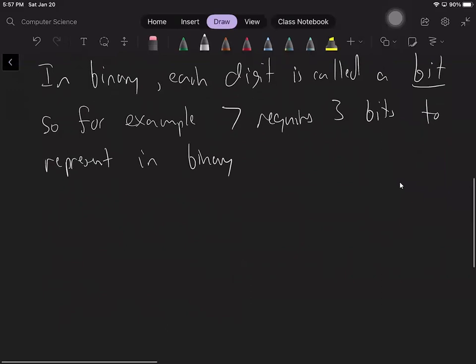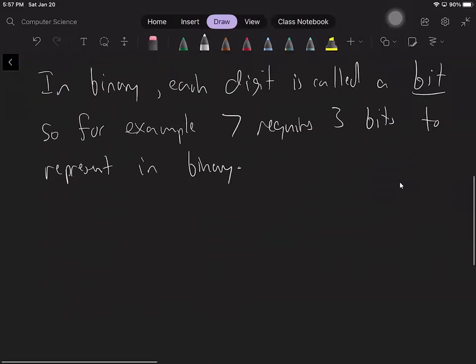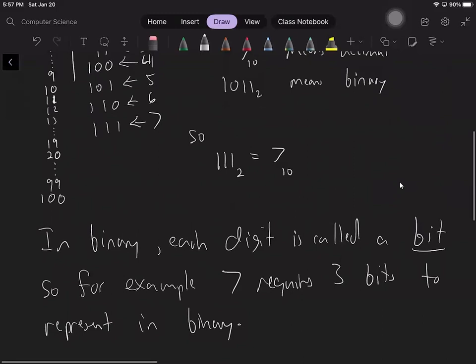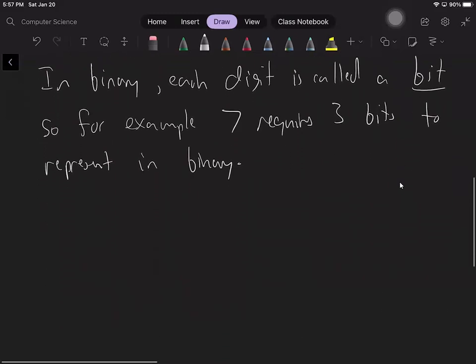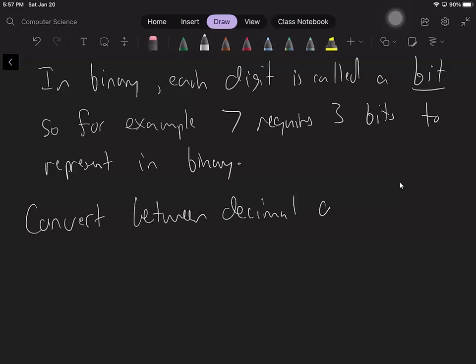So next what we're going to do is convert, because if I wanted to say what's 103 in binary, you're not going to count to 103. You're going to want to be able to convert quickly. So next we convert between decimal and binary using some shortcuts.